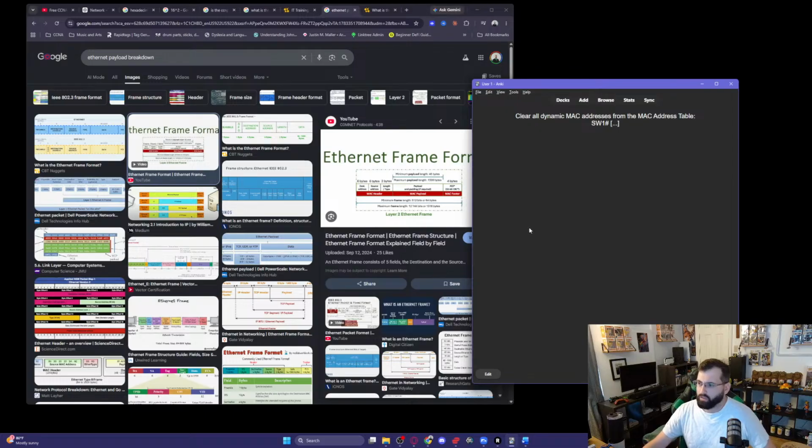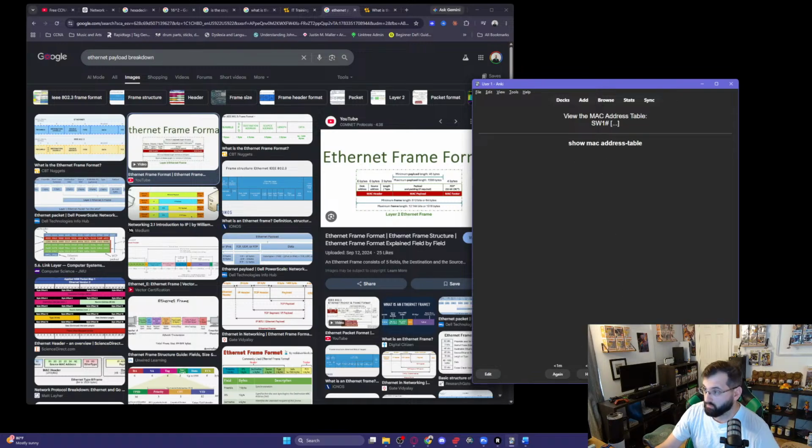Okay. Clear all dynamic MAC addresses from the MAC address table. Clear MAC address table dynamic. View the MAC address table. Show MAC address table. What protocol is used to discover the layer 2 address? ARP.